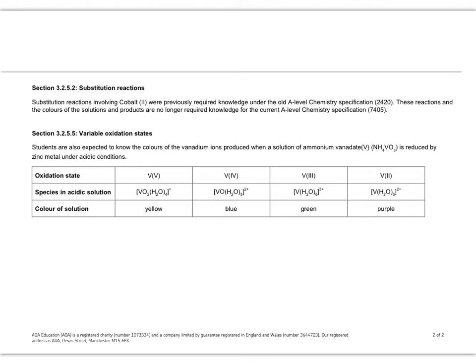It says these reactions and the colours of the solutions and products are no longer required for the current A-level chemistry specification. I will just caveat that, because I think you do need to know about ligand substitution, and one of the ways that you could identify that is through a change in colour, and they have done it, I think, with cobalt once. So it's not that you're necessarily expected to know the colour, but you probably are expected to know that if there's a change in colour, that's going to involve, judging by what's been added, possibly a ligand substitution reaction. You'll also notice that it has the 4 colours for the 4 different oxidation states of vanadium.